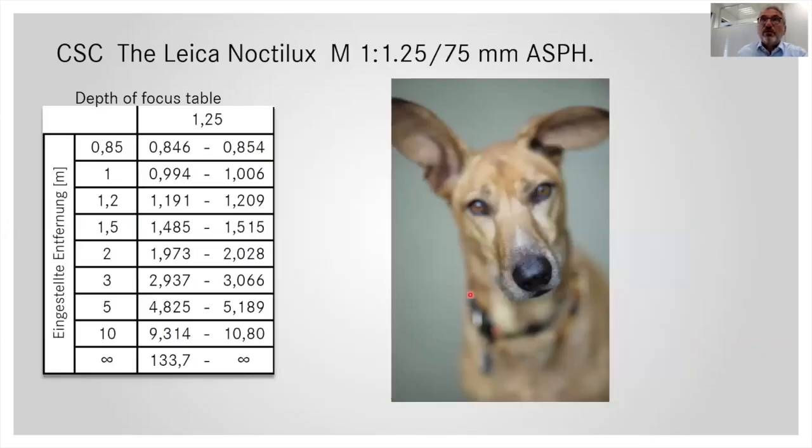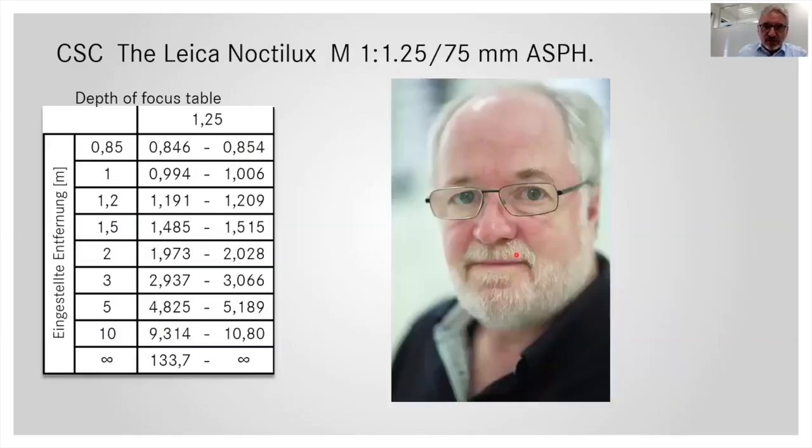This is my dog, or the dog of my wife, and this is the mechanical designer of this system. This is one of the very first pictures I took with the 75 millimeter lens, and here you can see how clear and sharp it is, and the three-dimensional impression you can get, even though it's a two-dimensional image.